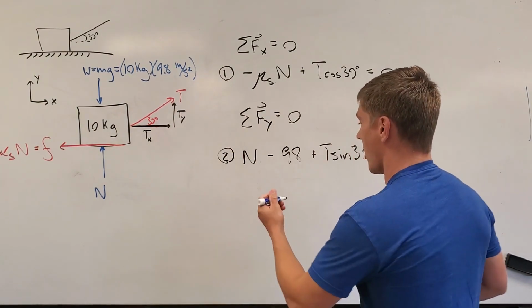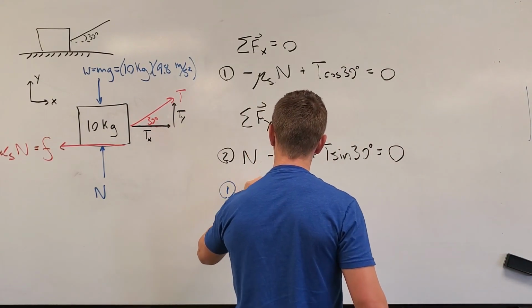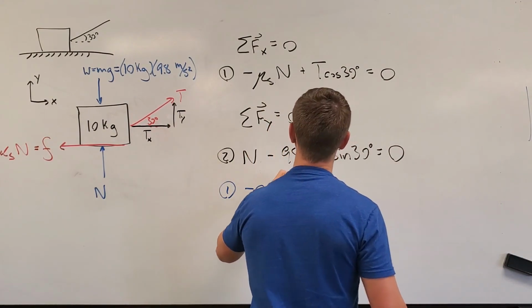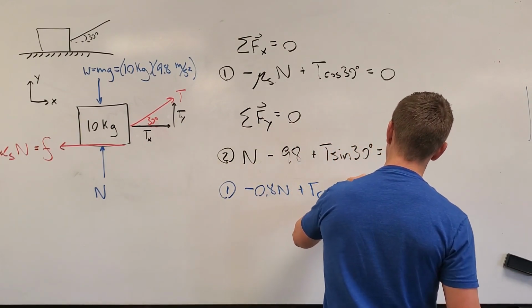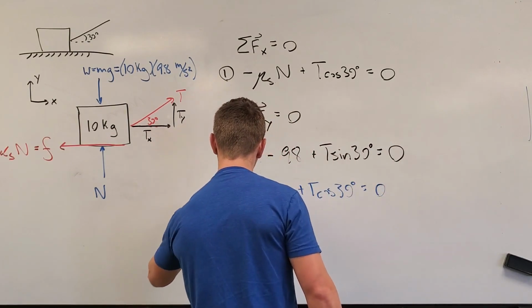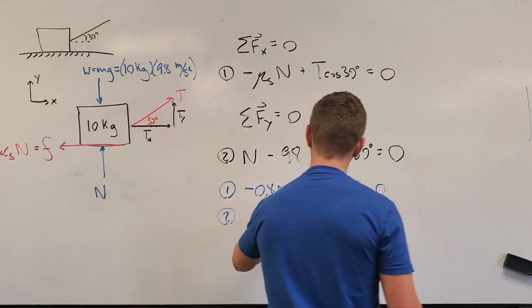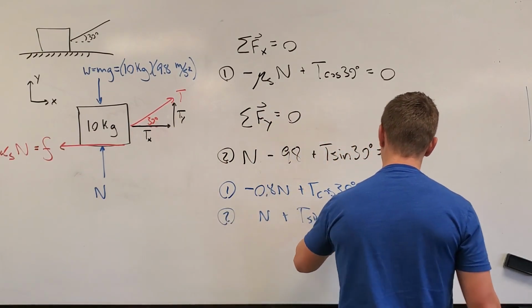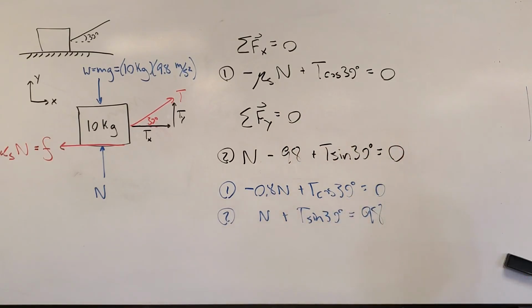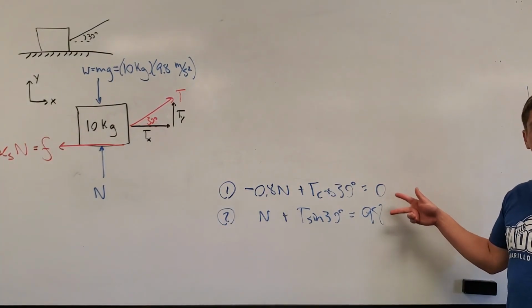And here we have equation 1 is going to be negative 0.8 times normal force plus T cosine of 30 degrees is equal to 0. And our equation 2 is going to be our normal force plus T sine of 30 degrees is equal to 98. I'm just going to go ahead and move that over to the other side of the equation. Now you can solve these two systems of equations any way that you choose to solve them.